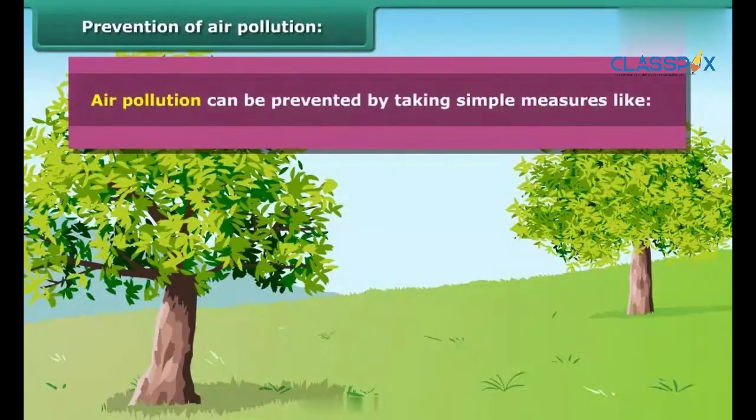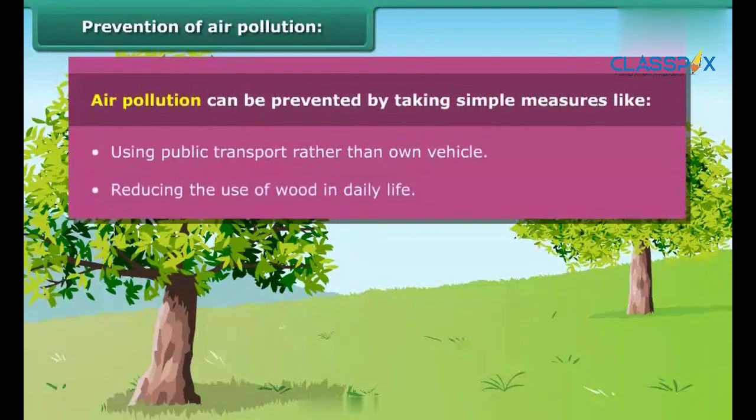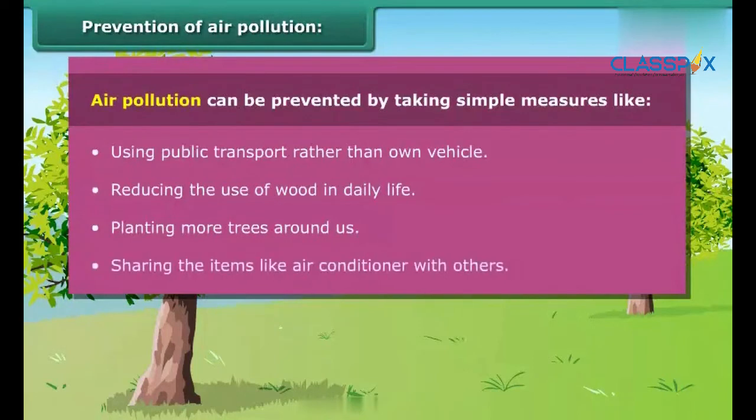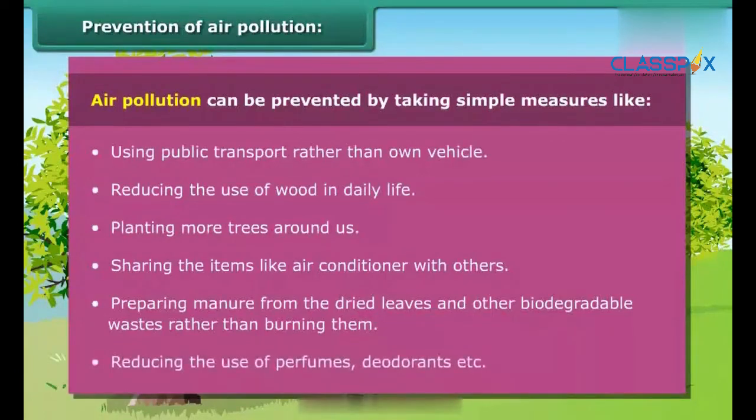Air pollution can be prevented by taking simple measures like using public transport rather than your own vehicle, reducing the use of wood in daily life, planting more trees around us, sharing items like air conditioners with others, preparing manure from the dried leaves and other biodegradable wastes rather than burning them, and reducing the use of perfumes, deodorants, etc.